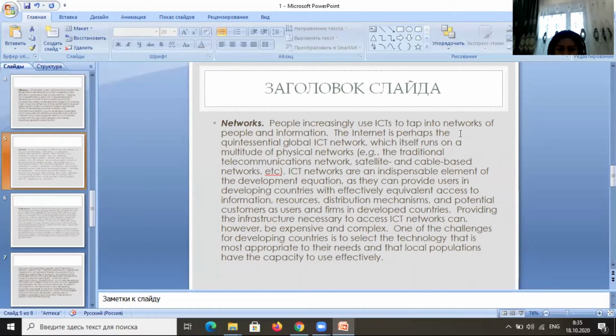Providing the infrastructure necessary to access ICT networks can, however, be expensive and complex. One of the challenges for developing countries is to select the technology that is most appropriate to their needs and that the local population has the capacity to use effectively.